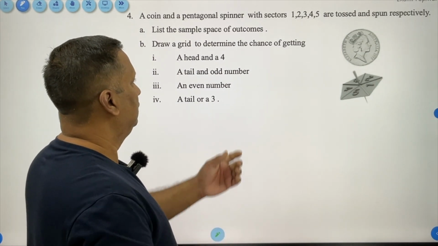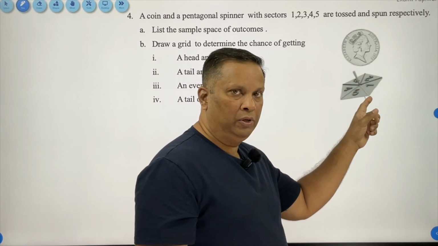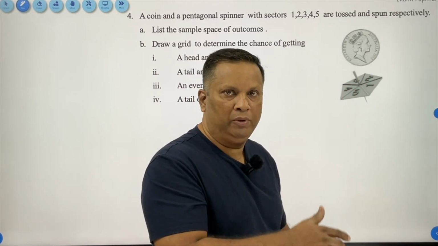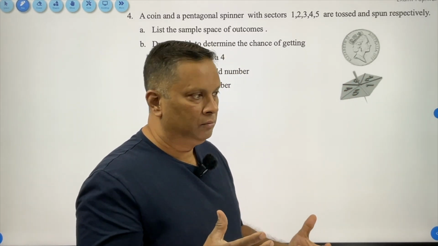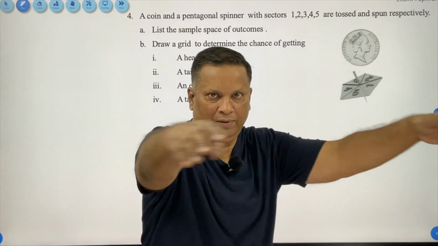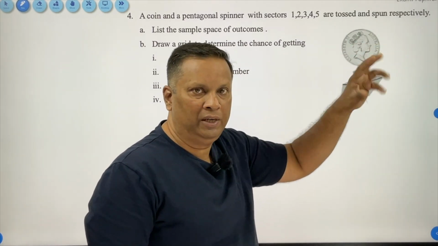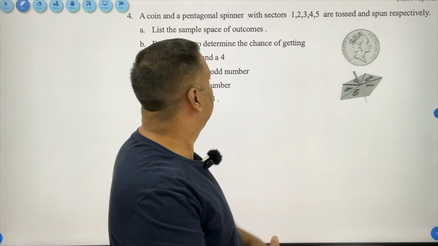Here we have a spinner. It has 1, 2, 3, 4, 5 numbers on it. You can spin and see which number you are getting. Something like in casinos, right? Casinos have a very big one, so this is a small thing. And you have a coin. You have heads and tails. 2 things on the coin.